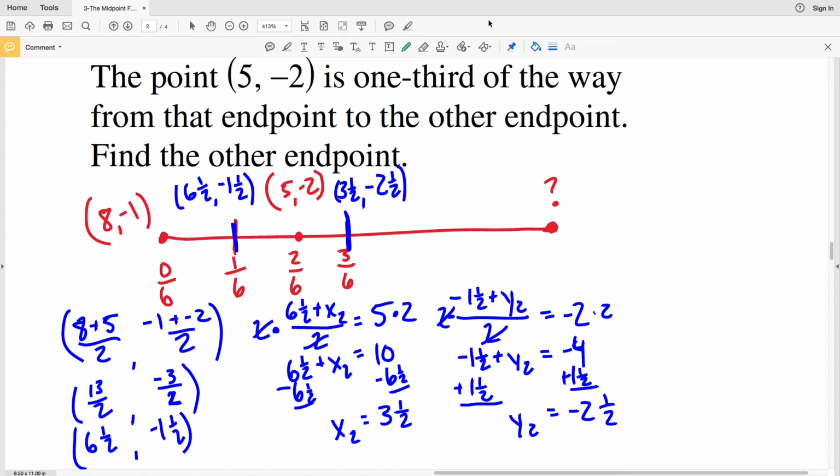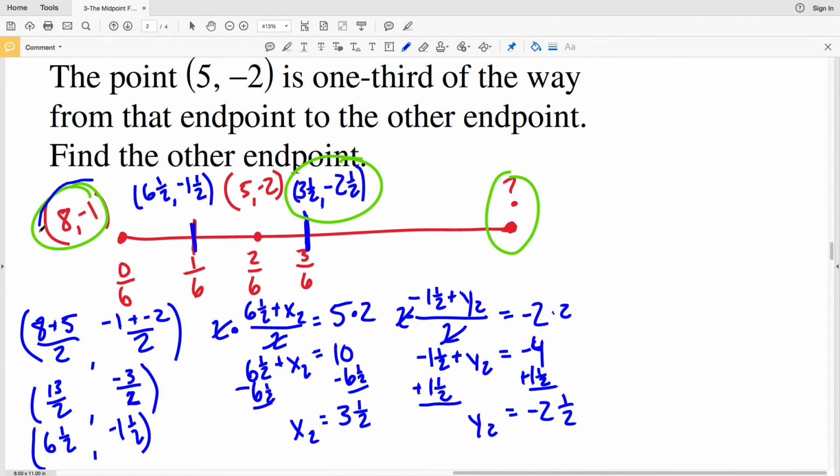Now, look, I can use my given endpoint, my newly found midpoint, and solve for my unknown. So 8, negative 1 is going to be x sub 1, y sub 1. Our unknown is x sub 2, y sub 2. And our midpoint is going to be x sub m, y sub m. So I'll have that 8 plus x sub 2 divided by 2 equals our x coordinate 3 1/2. Let's solve for this first.